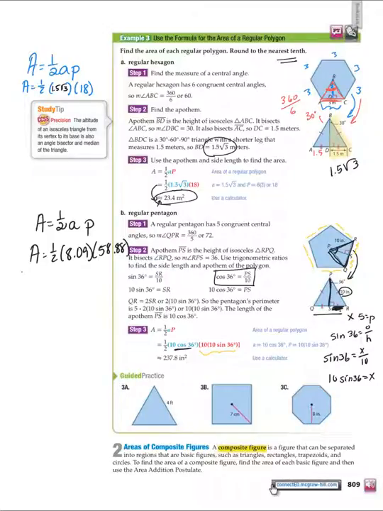So if I drop all that in my calculator and round to the nearest tenth as they asked me to, I'm going to get approximately 237.8 square inches.